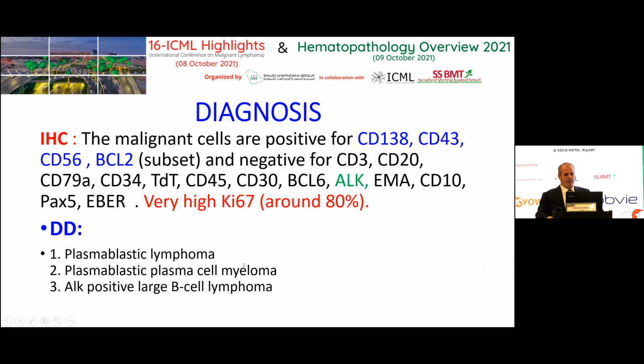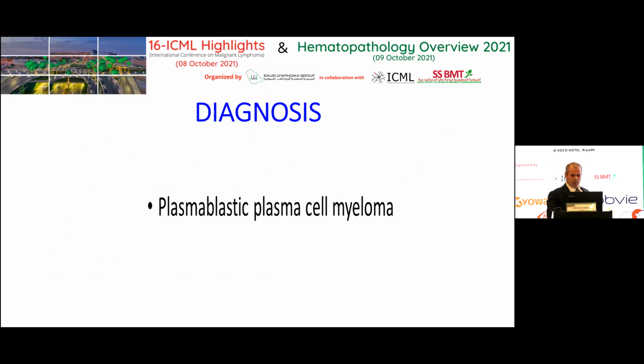Of course, if we have a case positive for CD138 and CD56, we have to think about plasmablastic lymphoma, plasmablastic plasma cell myeloma, and ALK-positive large B-cell lymphoma. These are the three differential diagnoses in such a case, but ALK is negative. So now we deal with plasmablastic lymphoma or plasma cell myeloma, which we know is challenging. But with CD56 and the patient's presentation looking like myeloma, this is diagnosed as plasmablastic myeloma.